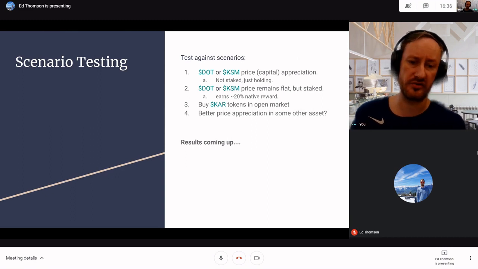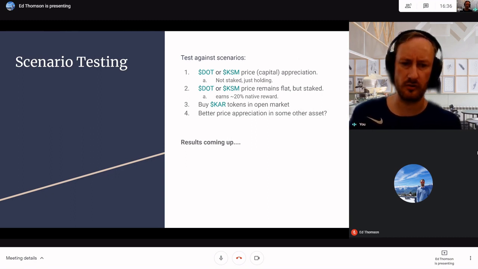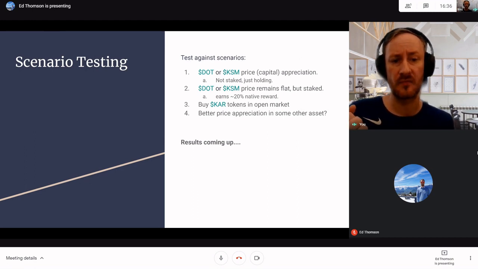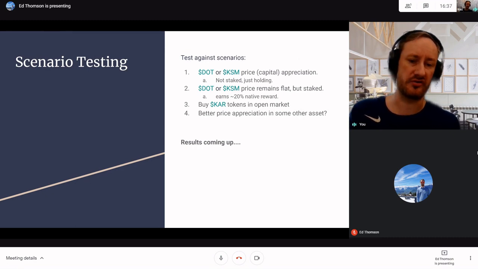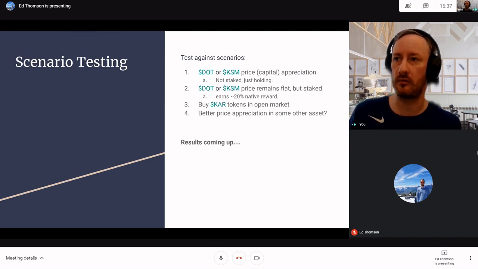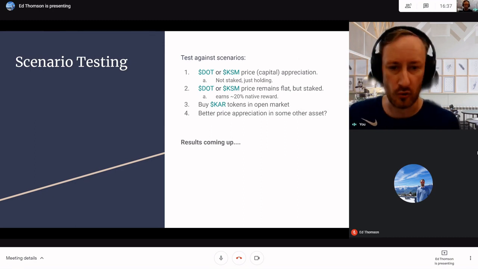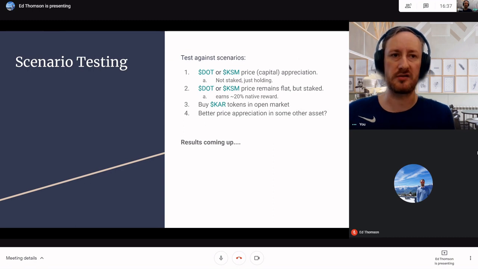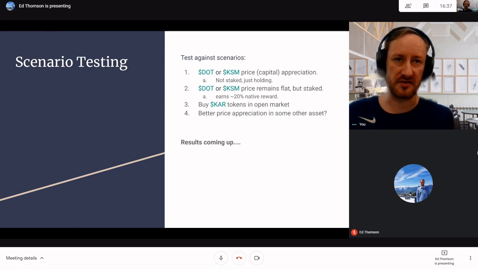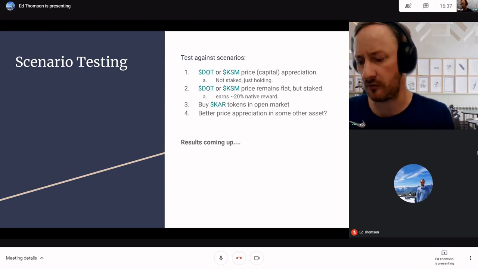And then 4, which is another scenario, is could you have price appreciation in some other asset, which of course you can do. Basically scenario 1 and scenario 4 are pretty similar. Scenario 4 is just the more general version of scenario 1, where you hold some other token, which may or may not have staking, and it could go 10x. Who knows? This is the sort of thing that you want to factor in. Is your money well placed by going into a PLO, or should it be placed somewhere else? These are the opportunity costs that you should be thinking about.